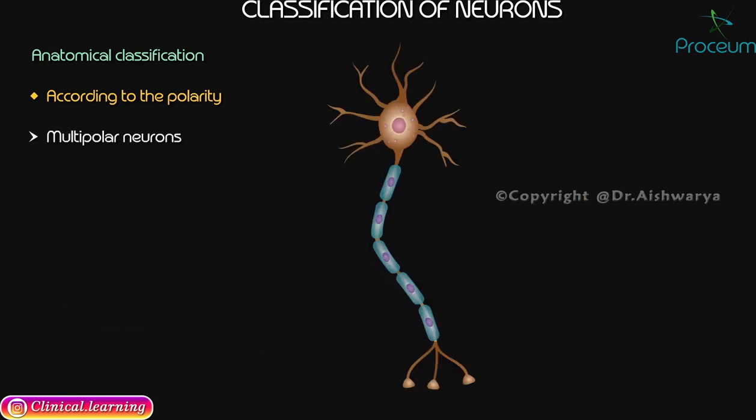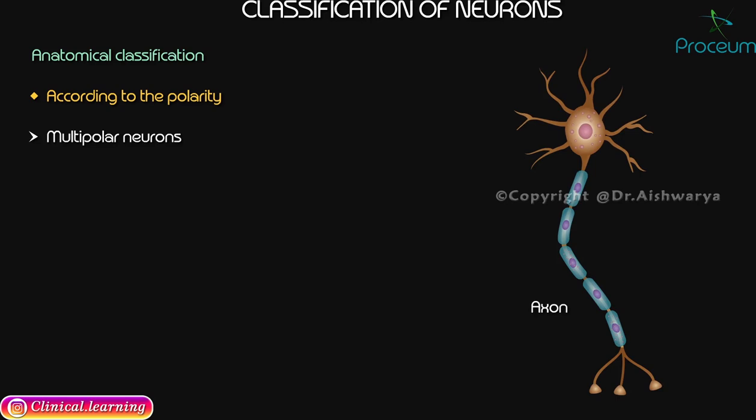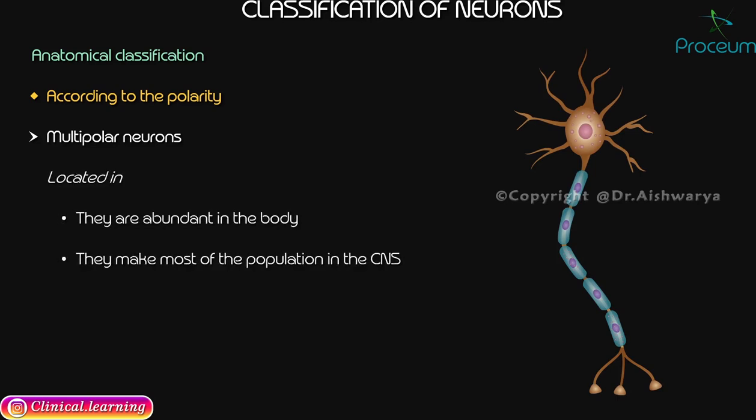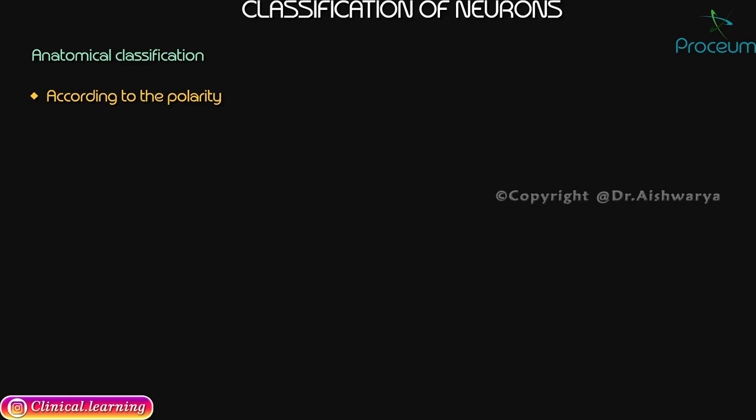And next is the multipolar neuron. They have a cell body which gives rise to multiple dendrites and a single axon. These are the most abundant neurons in the body and make up most of the population of the CNS. The unipolar neurons are the type of neurons found only in the mesencephalic nucleus of the fifth cranial nerve.